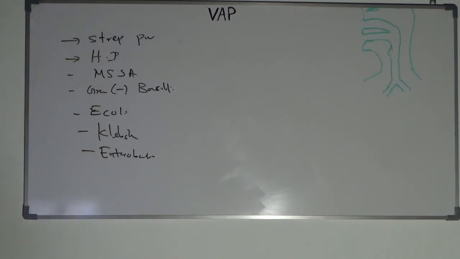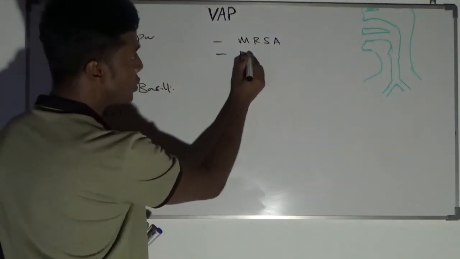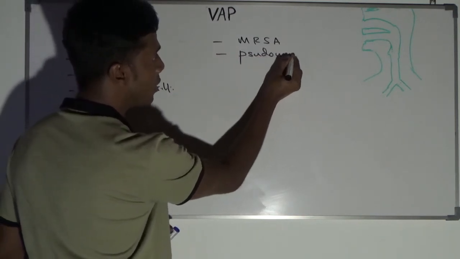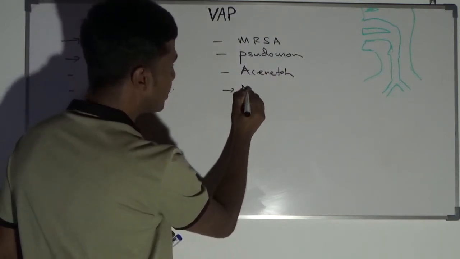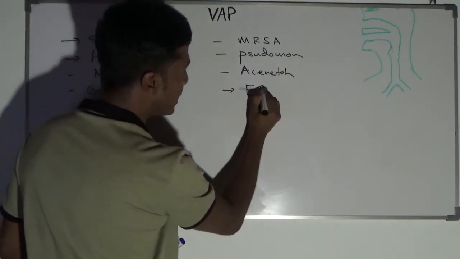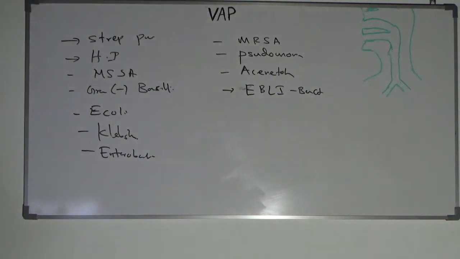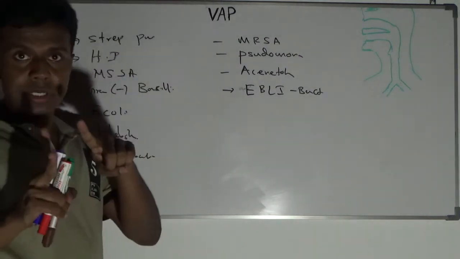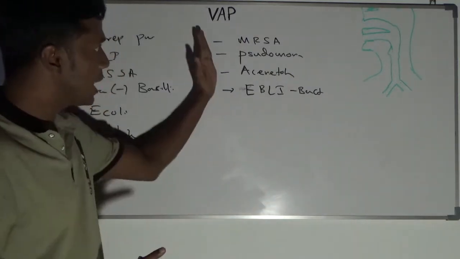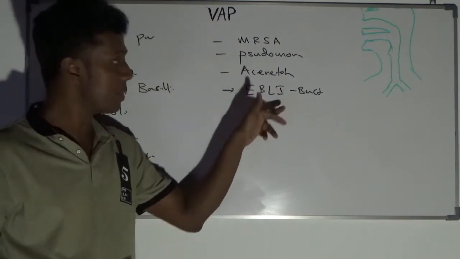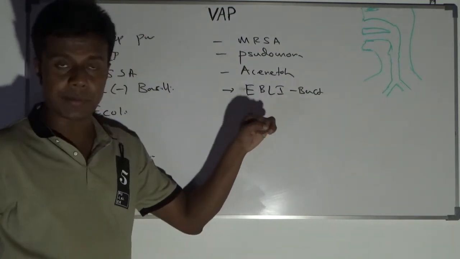But in late VAP, there are more resistant organisms like methicillin resistant Staph aureus, Pseudomonas aeruginosa, Acinetobacter, and extended spectrum beta lactamase producing bacteria. So now you know there are two major types of organisms depending on whether it is early VAP or late VAP. The later ones are methicillin resistant Staph aureus, Pseudomonas, Acinetobacter, and ESBL, extended spectrum beta lactamase bacteria.